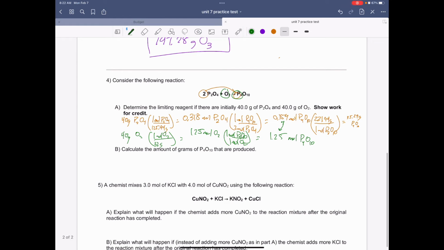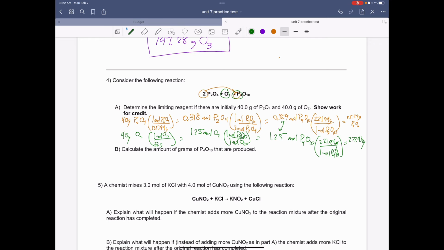figure out the number of grams, right? So let's just take it all the way through. 1 mole of P4O10, we already calculated that. That was 221.94 grams. So 1.25 times 221.94 is 277.43 grams.